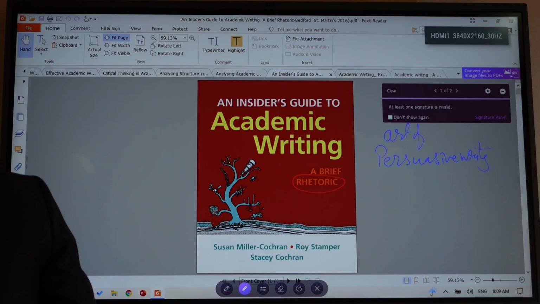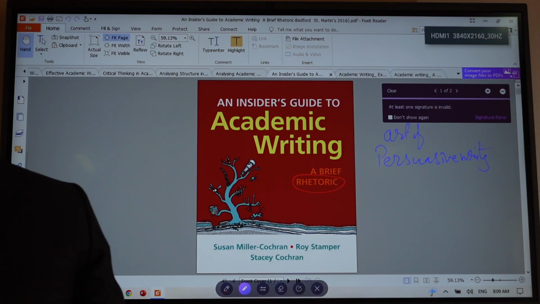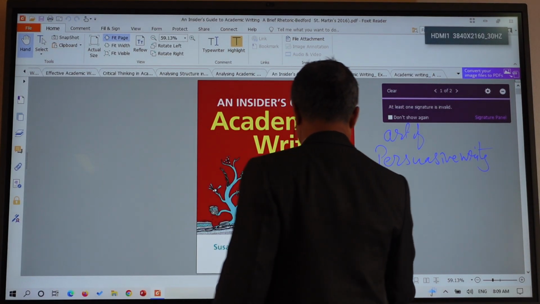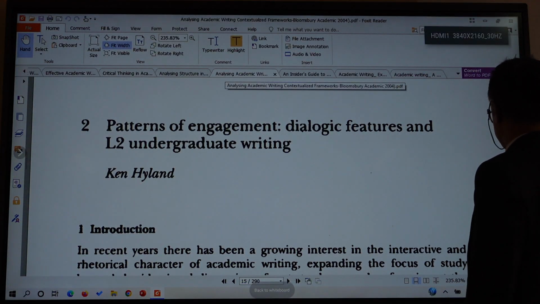I have a book which does not seem to have the table of contents, right? Let me see if we have a topic. Okay. At least we got one feature.